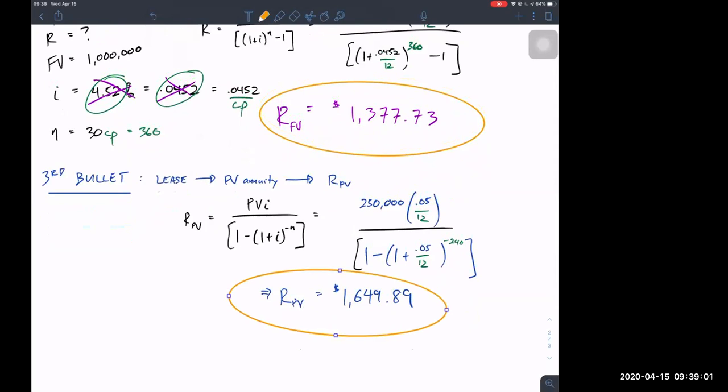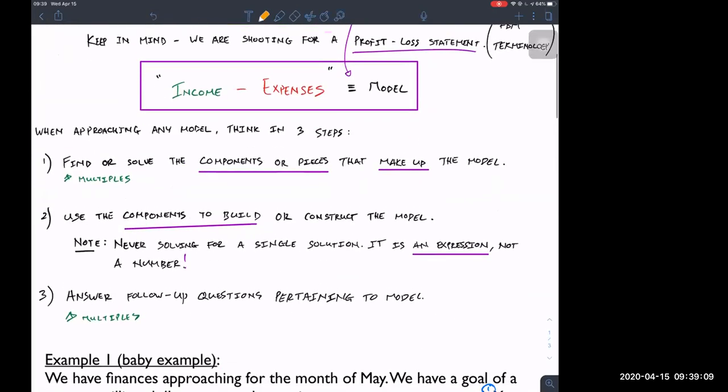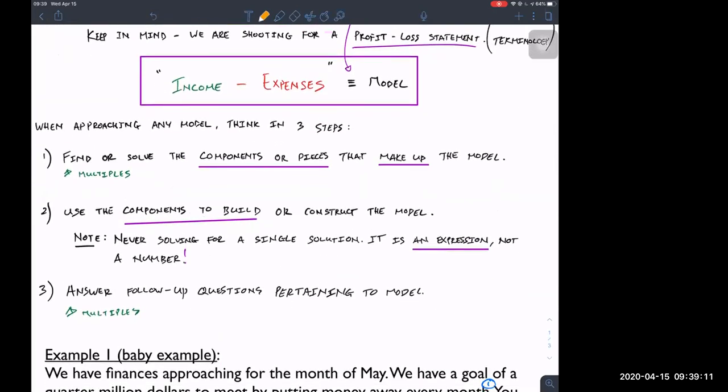Okay. Now, how do you put it all together? I'll pause for a moment here. And what have we done so far, right? I'm going to scroll to what I wrote here earlier, is that when approaching any model, think in 3 steps. We find or solve the components or pieces that make up the model, right? And then we have multiples here. So we just finished this first step right here, right?